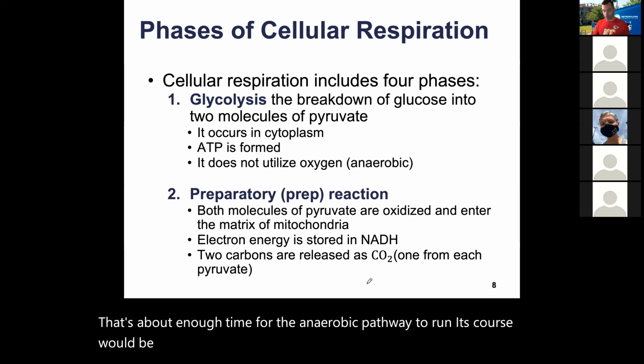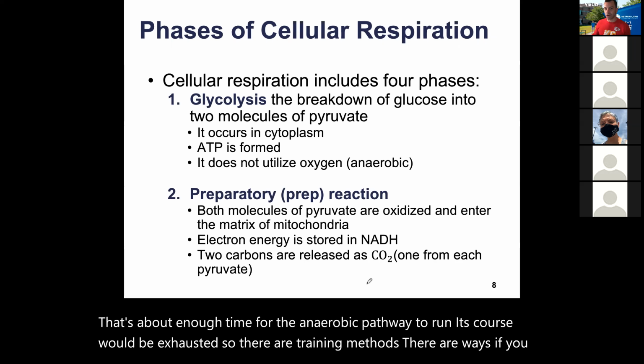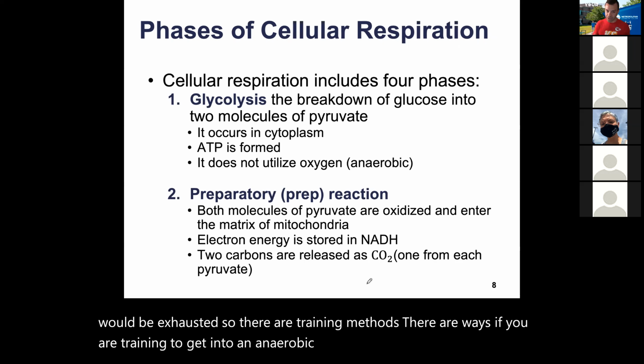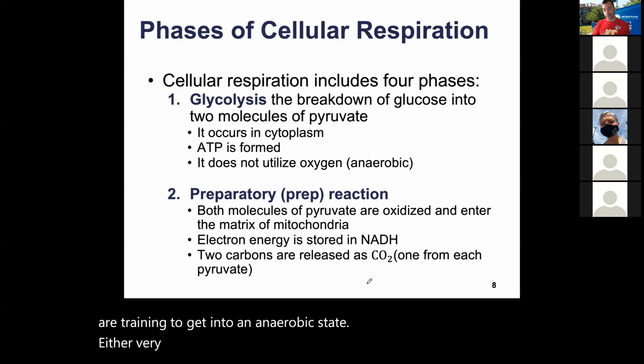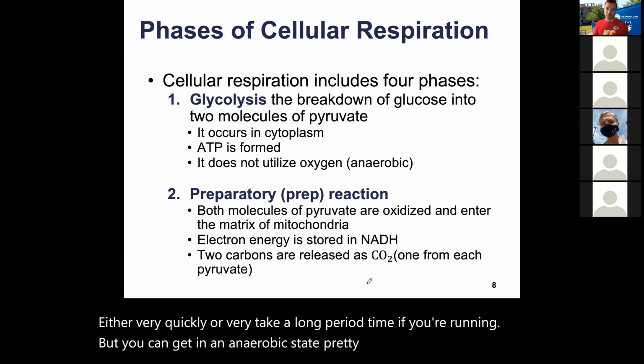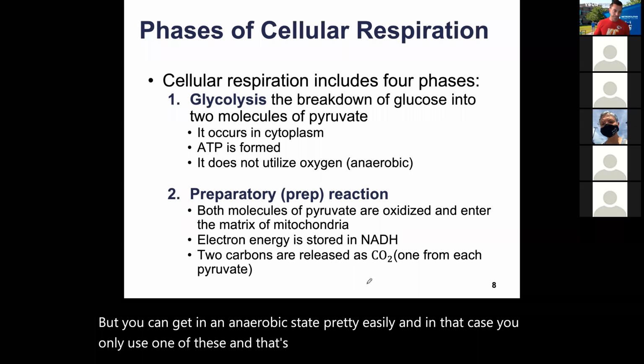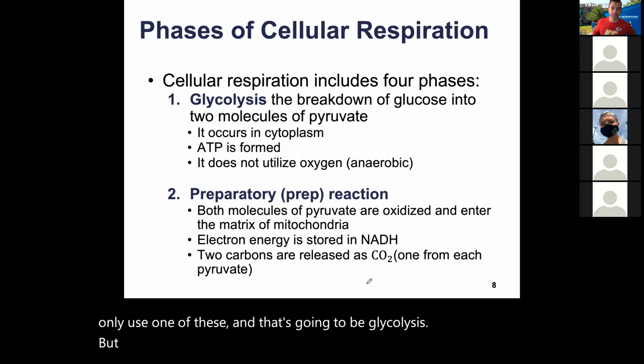So there are training methods. There are ways, if you are training, to get into an anaerobic state, either very quickly or take a long period of time if you're running. But you can get in an anaerobic state pretty easily. And in that case, you only use one of these, and that's going to be glycolysis. But we'll talk about that when we get to it.